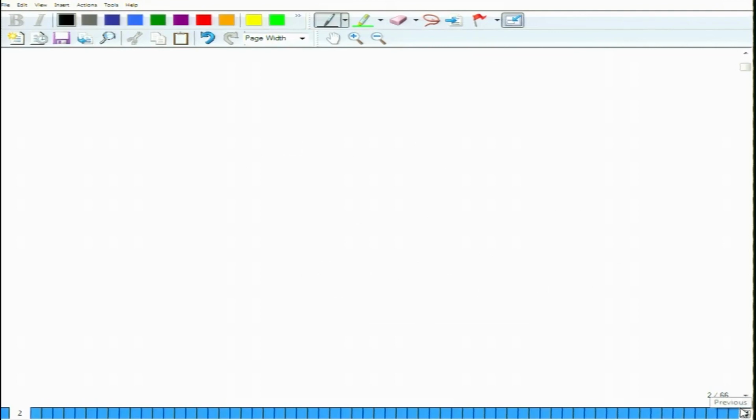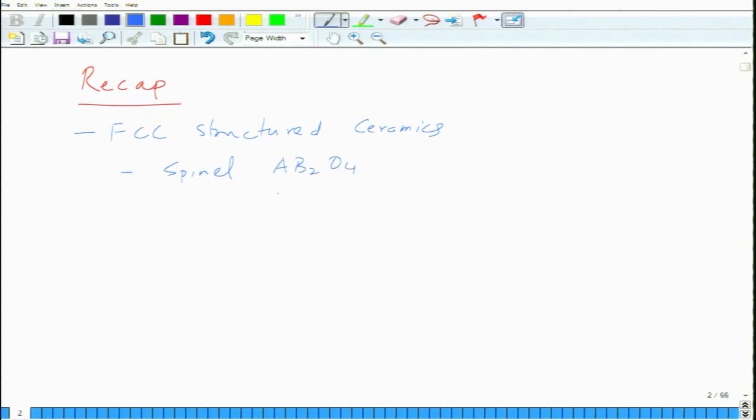Let us just recap the last class. Last class we talked about FCC structured ceramics, mostly spinel structures, which are based on AB2O4 kind of compounds. These spinels are in two forms: one is normal spinel and the second is inverse spinel. In normal spinel, A goes to tetrahedral, B goes to octahedral, and oxygens make an FCC lattice.